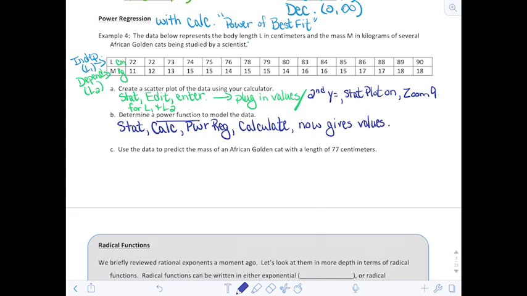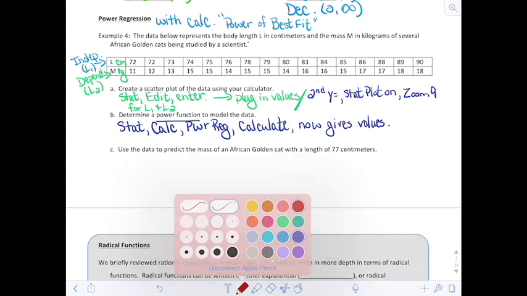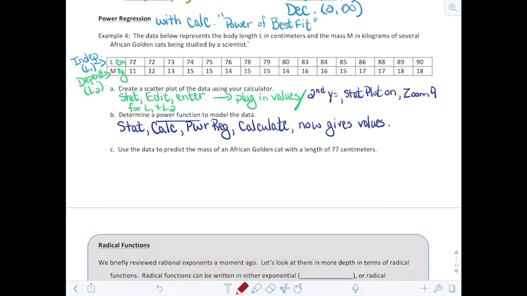Now, you have one of two choices right here. You can either copy those values down and then recopy them into Y1, or I'm going to give you a few quick steps so that you can paste it right into Y1 and graph it from there. So you're going to go to Y1 and clear it. Make sure there are no other variables or equations in there.